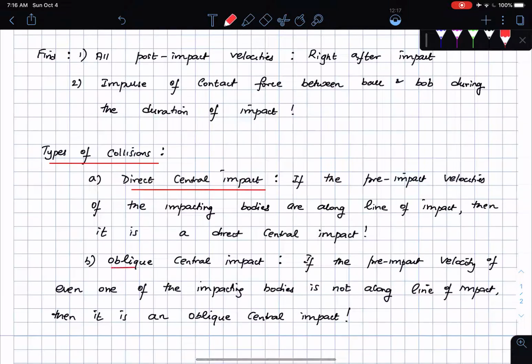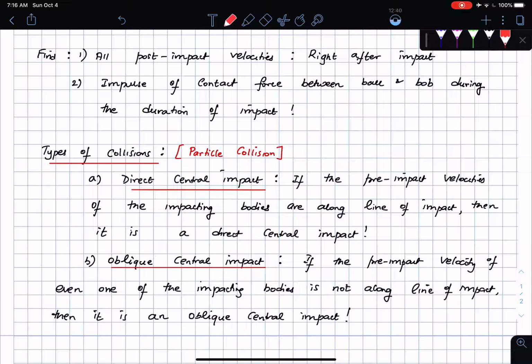And of course, when we go to rigid bodies, you will have something called an eccentric impact. We will talk about that when we get to rigid bodies. So this is typically for particles, particle collision. For rigid bodies, you're going to have one more thing.